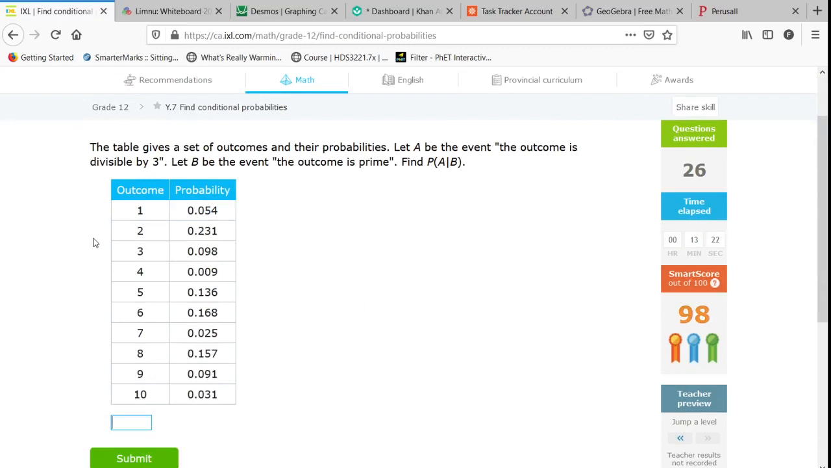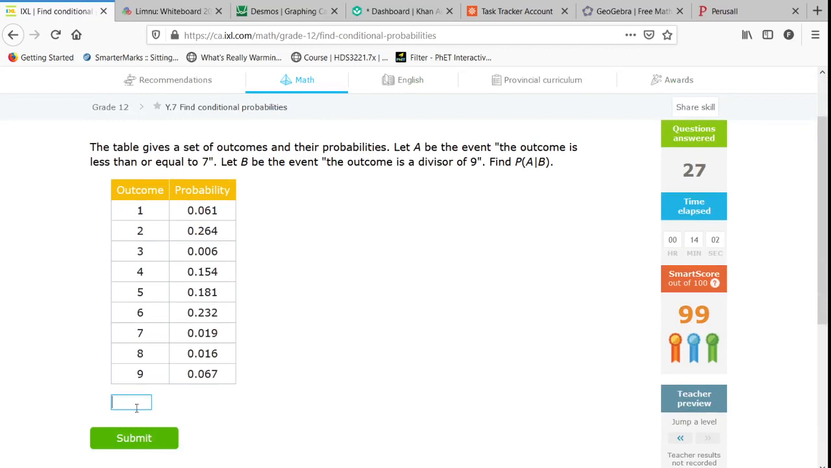Now, number 27. The outcome is divisible by 3. That's going to be 3, 6, or 9. Outcome is prime, 2, 3, 5, and 7. So the only prime number which is divisible by 3 on this list is 3. So our numerator is 0.098. Now, the outcome is prime is the sum of the probabilities of having all the prime number outcomes. So that's 0.231 plus 0.098 plus 0.136 plus 0.025. So that all works out to 0.2.